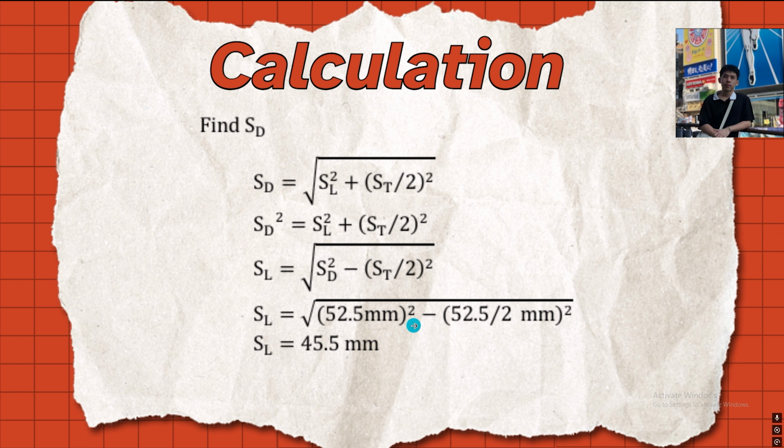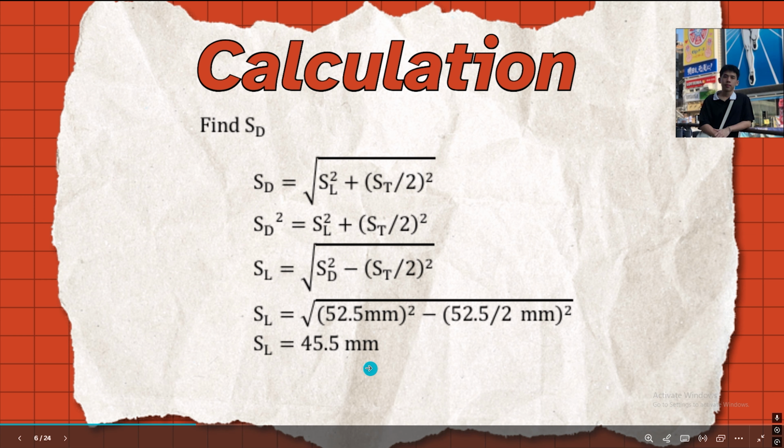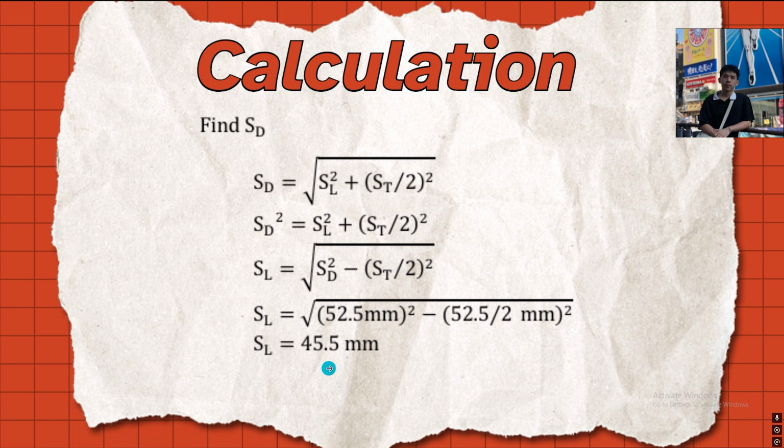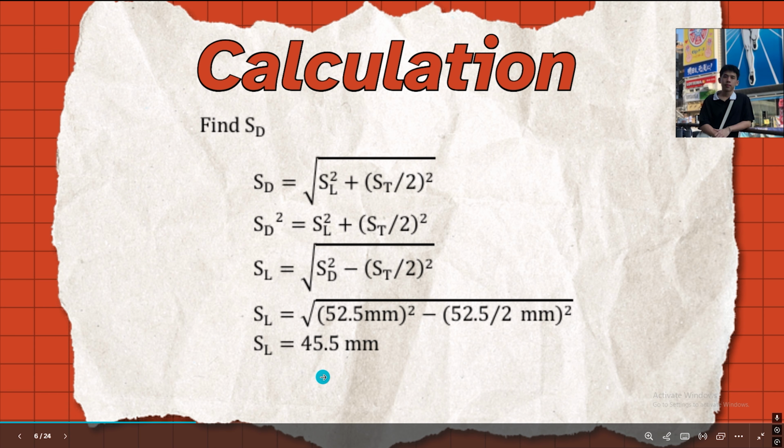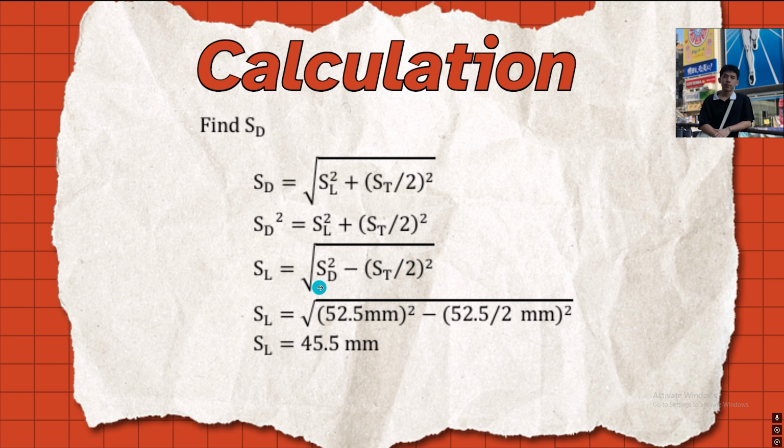So, first we need to determine the longitudinal pitch SL using the formula relating diagonal, longitudinal, and transverse pitch. We find that SL is the square root of SD squared minus (ST divided by 2) all squared. Plugging in the values, we calculate SL to be 45.5 millimeters.